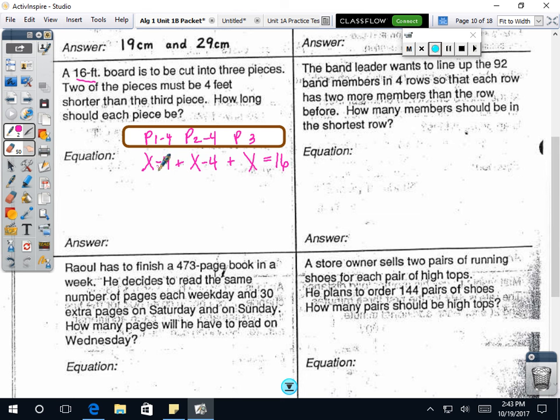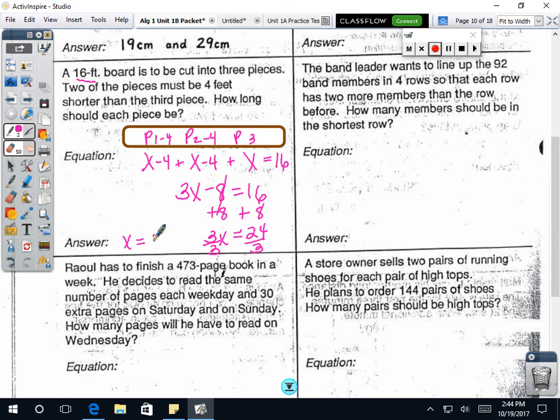So when we combine like terms, you get how many X's? 3. And then how many constants? And now to solve, you do what? Add 8 on that side. And so 3x equals 24. And now you divide by 3, and that's how you get 8.